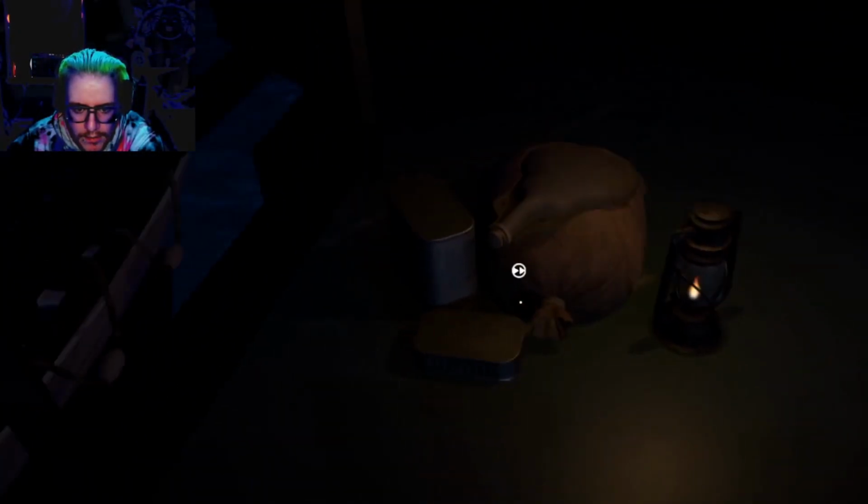Oh, small boat. Length of provisions. Nothing to look at here. Okay.